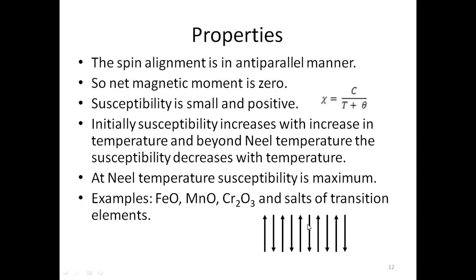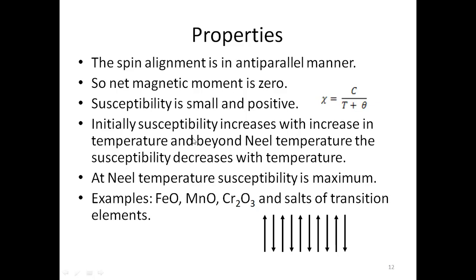Here you'll find that the spin is anti-parallel. The spin alignment is in an anti-parallel manner. The net magnetic moment here will be 0. This is plus half and minus half, so definitely this will get cancelled out. So the antiferromagnetic material has a small susceptibility value, and it will be positive. The susceptibility value is related with the Curie temperature and the temperature T, right? C is the Curie constant. So eta is equal to C by T plus theta.